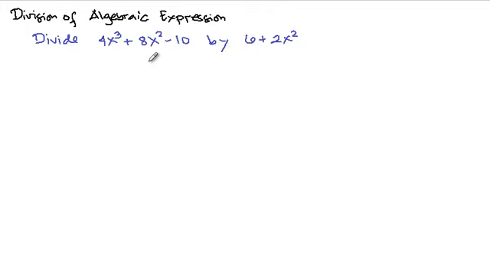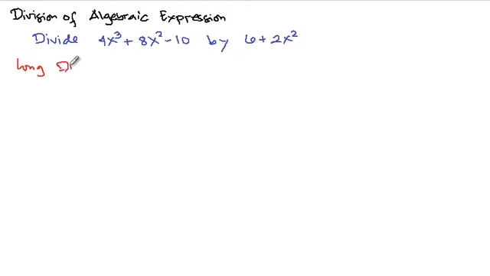Welcome back. Now, what if we are asked to divide 4x cubed plus 8x squared minus 10 by 6 plus 2x squared? So, we are to divide this by a binomial, not a two-term polynomial. So, how do we do this? We cannot just directly divide term by term because the denominator is a two-term expression. It's not that simple to divide anymore. So, in here, we'll introduce the idea of long division.